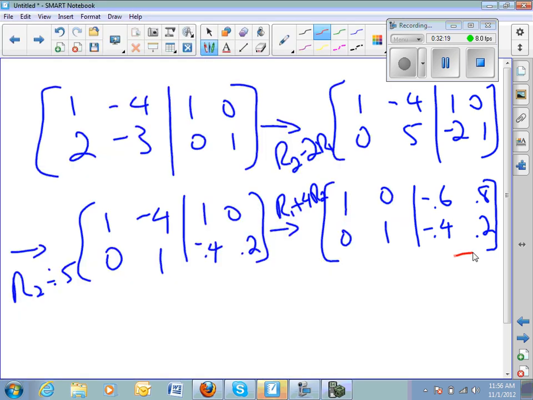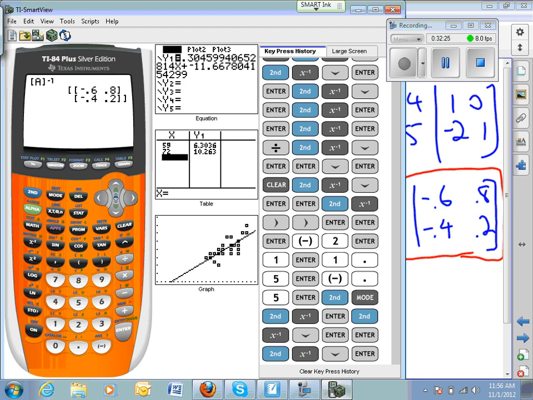But look at this, we've got exactly the same thing here. Negative 0.6, 0.8, negative 0.4, 0.2. Yay. So there it is. And now you know, as Paul used to say, the rest of the story. That's all about, well, not all about, but much about matrix inverses.